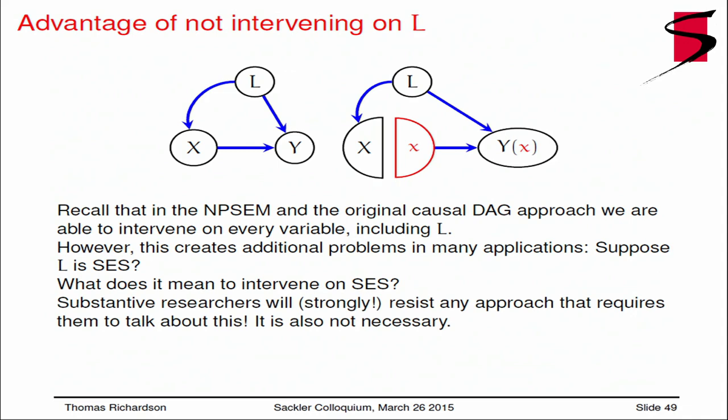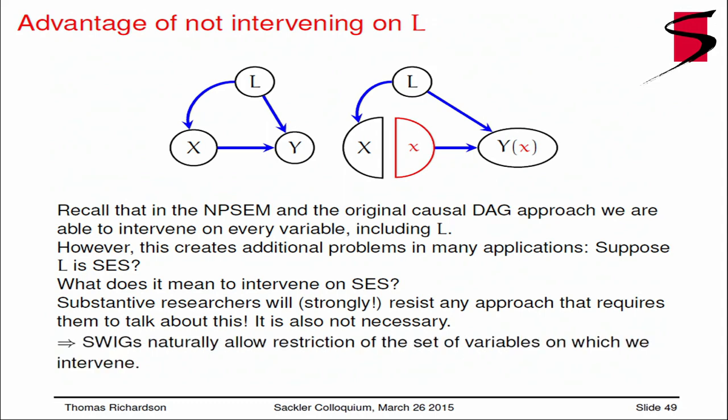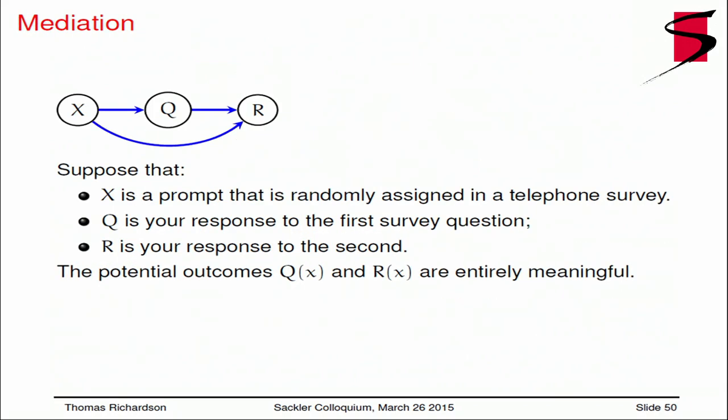Substantive researchers will strongly resist any approach that requires them to say that they can define an intervention on every single variable, because they will feel that they're being asked to talk about things that they don't think are well defined. And moreover, it's not necessary. The independence assumptions we needed in order to apply the backdoor formula here didn't talk about counterfactuals intervening on L, so why are we even having to get into a discussion about this? Much easier to just say, look, I'm going to consider a model where I don't have to talk about intervening on L. I'm just going to talk about intervening on X. And the kind of graph that I've displayed here, over here on the right, a single world intervention graph, allows a restriction on the set of variables on which we intervene.